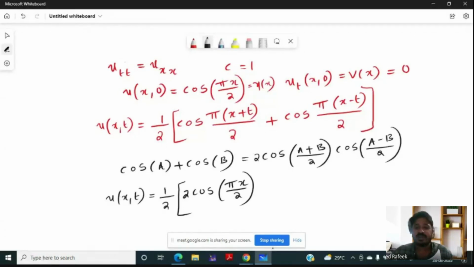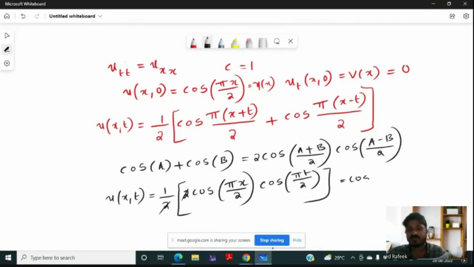And similarly, cos (A−B)/2. So πx by 2 minus πx by 2 cancels, πt by 2 minus πt by 2 gives 2πt by 2. So the 2 cancels, again by 2, so cos of πt by 2 will come. This is the solution. The 2 you can cancel, so you have the solution like this: cos of πx by 2 into cos of πt by 2.